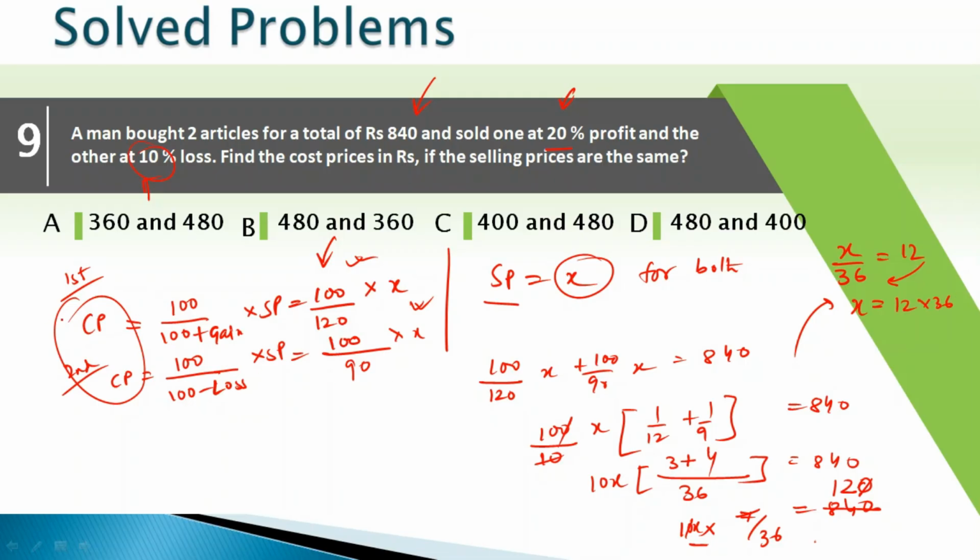Got it? So what is the CP? So first CP would be 100 by 120 into 36 into 12. That makes us 360. So 360 and the next option. So we have only one option, which is the first one, 360. So option A would be the correct answer. Got it? So 360 and 480, this is the option which is correct.